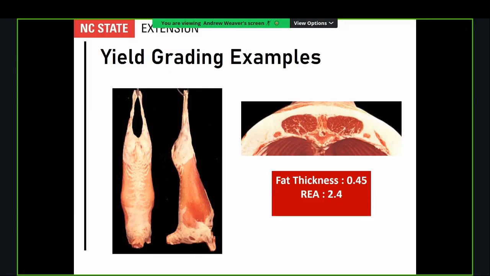This would be the opposite extreme, right? Fat thickness of 0.45, very fat, very low cutability. Ribeye area is 2.4. Here the yield grade would be 4.9. So very, very fat, almost yield grade 5. And here our carcass appears to be more like a canoe. The widest point of that carcass is right in the middle. The reason for that is excessive fat deposition. And so we want our lambs to look like Coke bottles and not canoes. So those are our fat metrics.